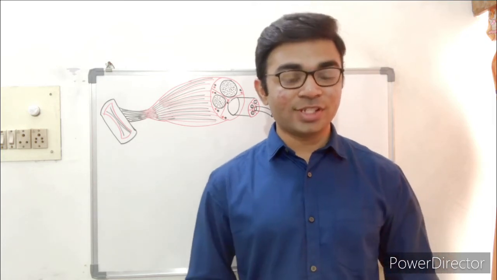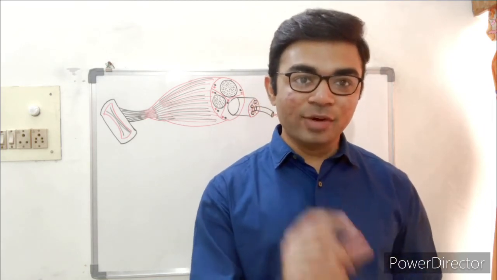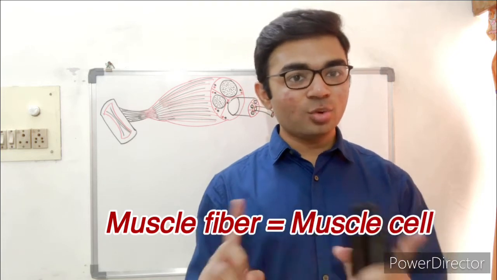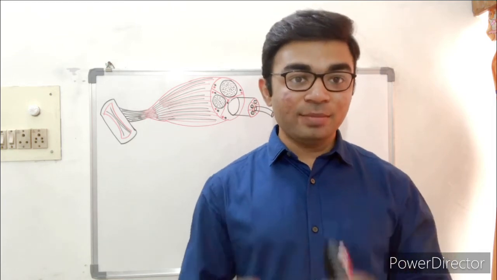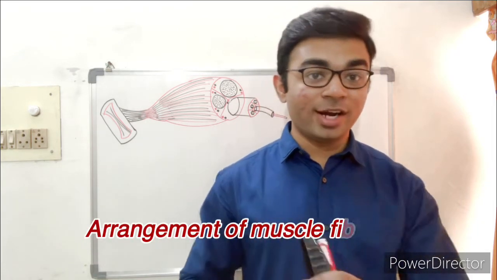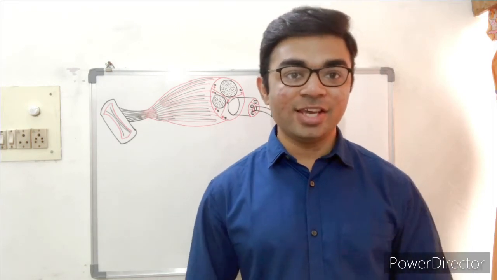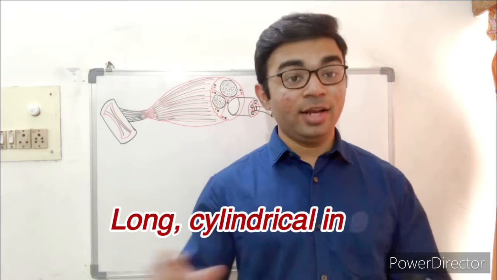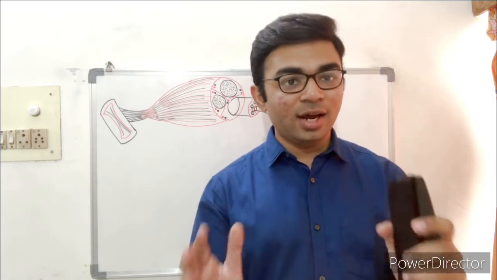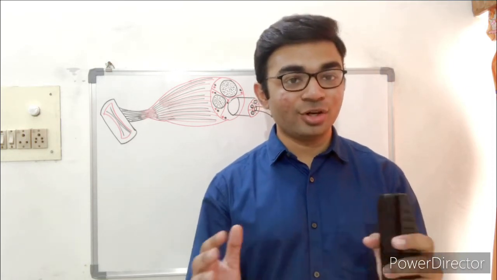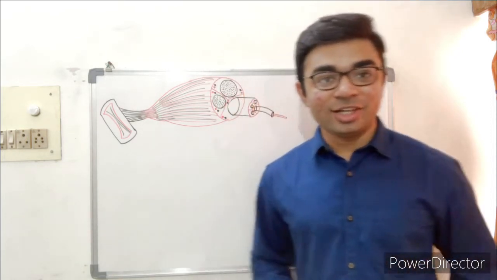So in the structure of a skeletal muscle, let me give you a brief idea. Muscle fiber and muscle cell are two terminologies which are used interchangeably. Second, muscle fibers are arranged parallel to one another. Third, they are multinucleated. And the last thing is, muscle fibers are long, ranging between 1 to 4 centimeters, and cylindrical in shape. So this is the basic idea about the structure of the skeletal muscle, but still, there is a lot more to see. So let's get started with our main topic.